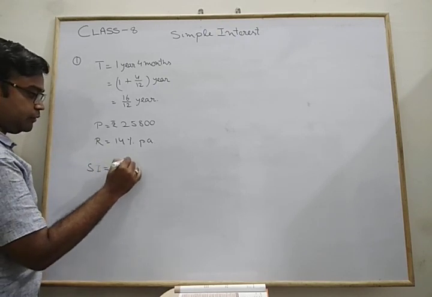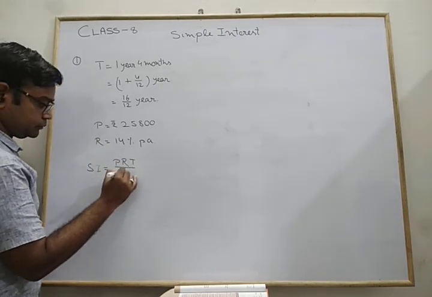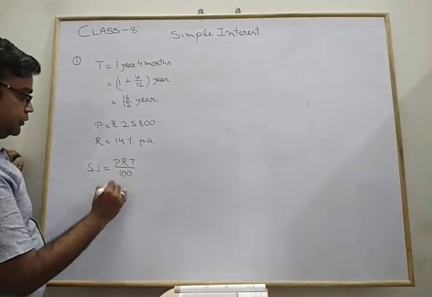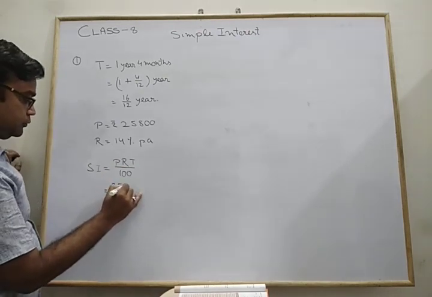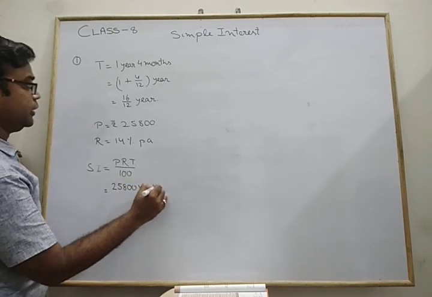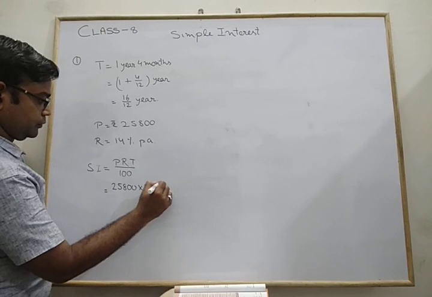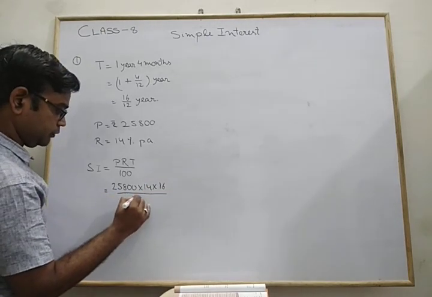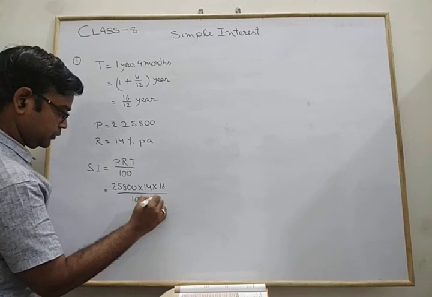We must write the formula every time. Write down the principal and rate, then time. This is 16 upon 12. So we can easily write 100 into 12.